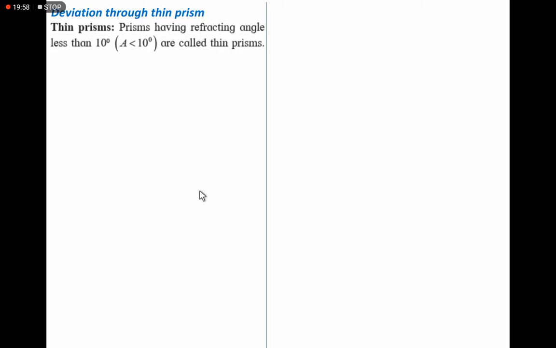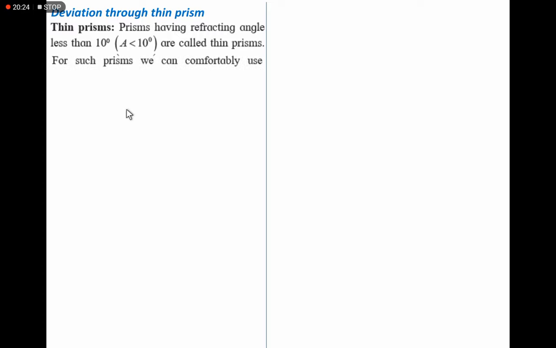So the next simple article is deviation through a thin prism. A thin prism is a prism whose refracting angle is less than 10 degrees. We know that if the prism is an equilateral prism, the refracting angle is 60 degrees. But here the refracting angle of the prism is less than 10 degrees. Hence it is a thin prism, and we will learn refraction or deviation through the thin prism in a very simple way.